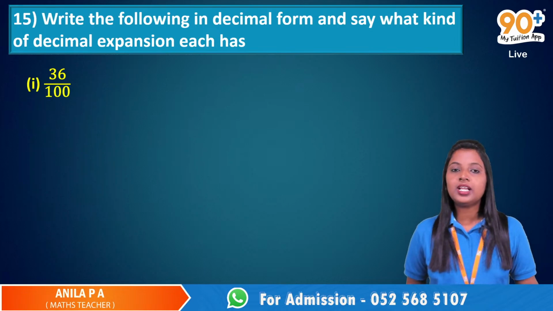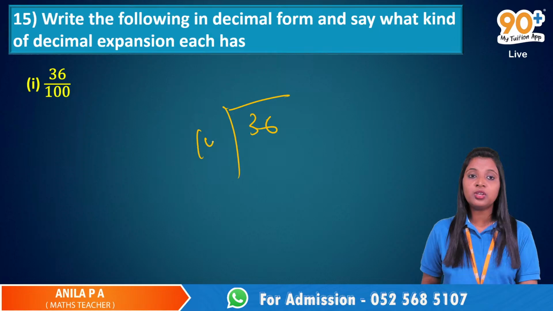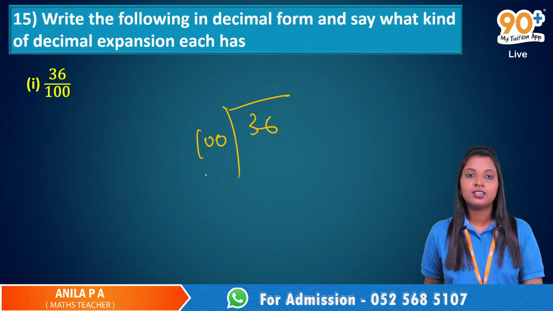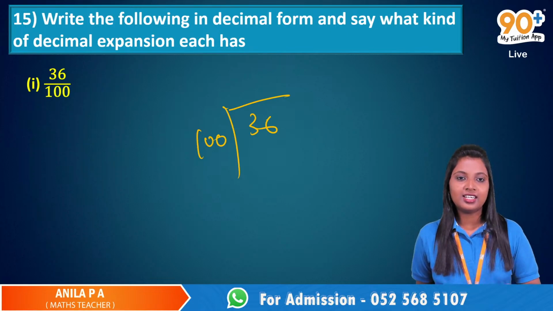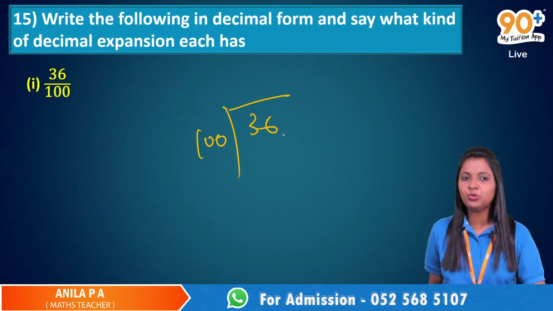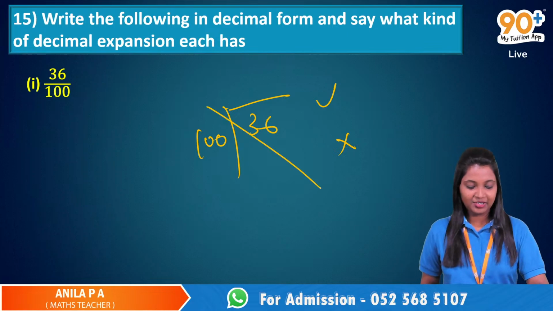So the first one, 36 by 100. Do I have to write 36 by 100 and do long division, or are there any easy methods? It is 100. So do we have to do long division or not? Yes or no? No, right? We don't have to do that.